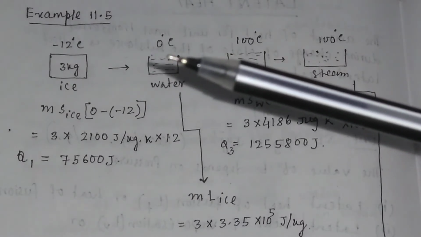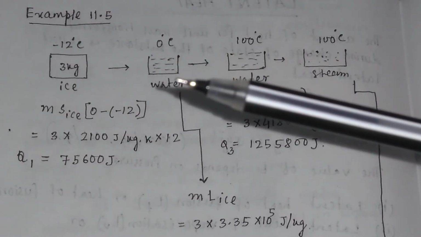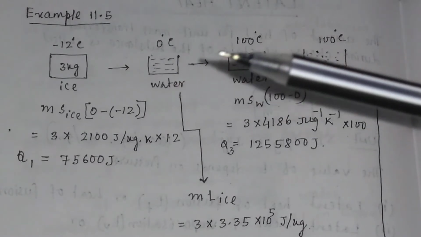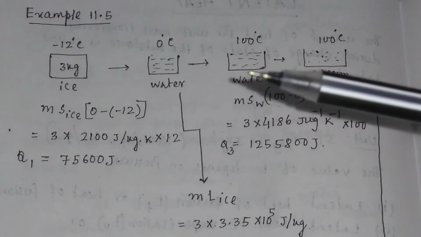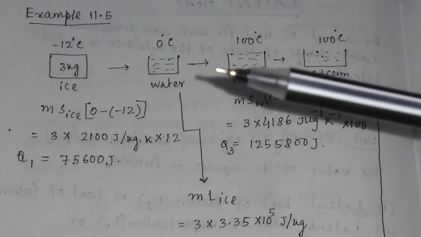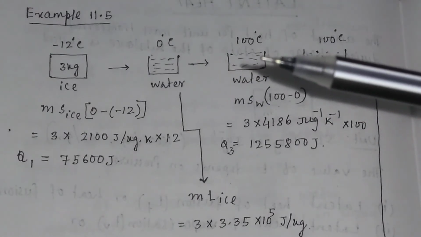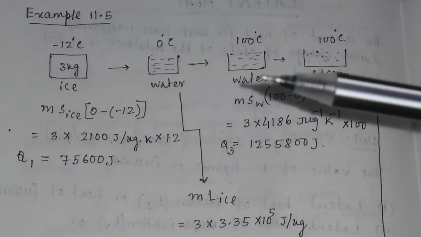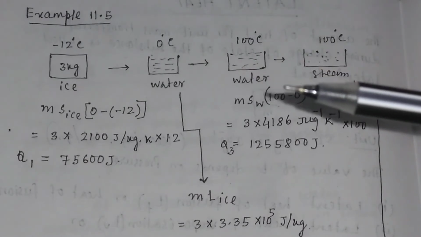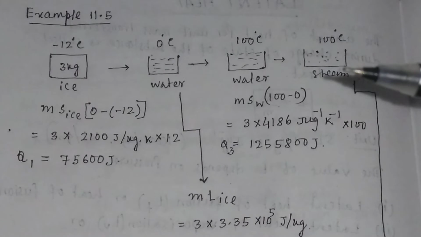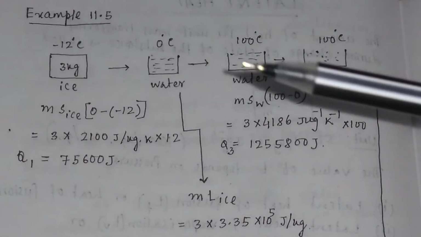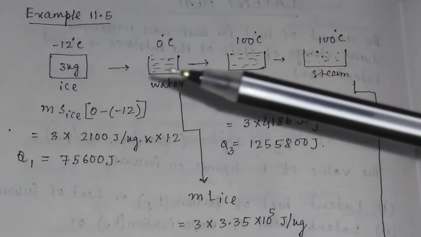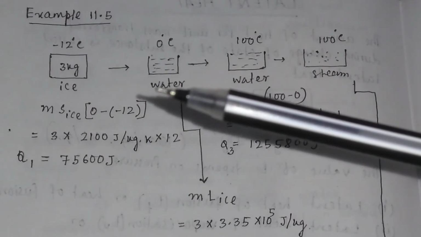This is the phase change. Then there will be change of temperature from water at 0 degree centigrade to water at 100 degree centigrade. Then there will be phase change, that is water at 100 degree centigrade will be converted into steam at 100 degree centigrade. So here you have one phase change, here you have another phase change. So there are two phase changes here.